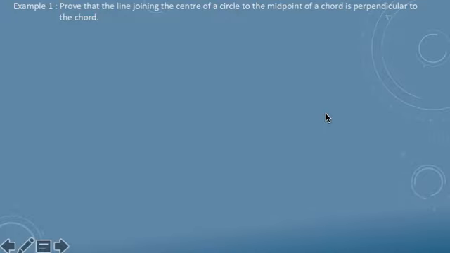Prove that the line joining the centre of a circle to the midpoint of a chord is perpendicular to the chord. One of the trickiest things about this is just getting familiar with the language and what this diagram would actually look like. So hopefully you all did the introduction package on circle theory just to remind yourself of all this language. I would always start with a diagram if they don't give you one when we're doing proofs, just so we can see what it is we're looking at.